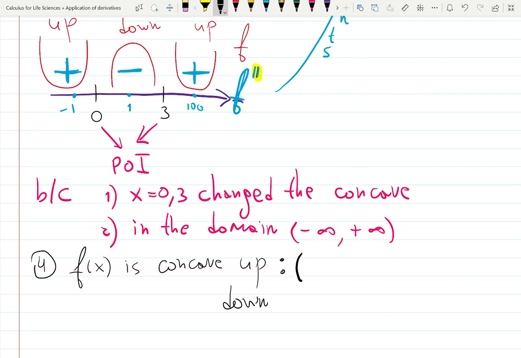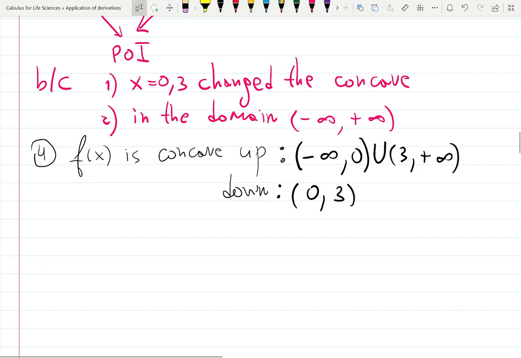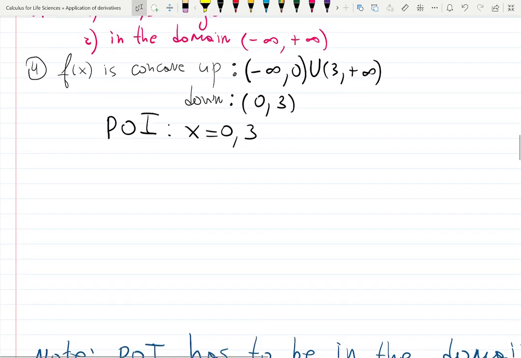Concave up: negative infinity to zero, and 3 to infinity. Agree, disagree, comment. Don't forget, never include those points, because at those points it was neither concave up nor concave down, so you cannot include them. Concave down is whatever happened in between, from 0 to 3. Make sense? And POI, sometimes people list them at the very end: POI x equals 0 and 3.